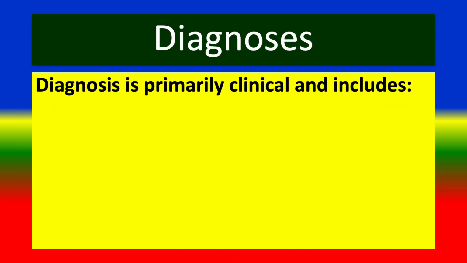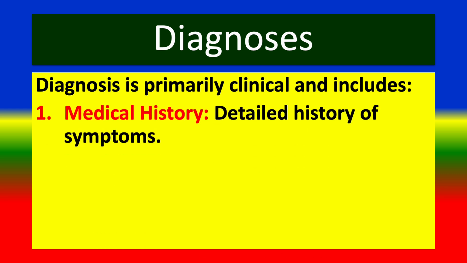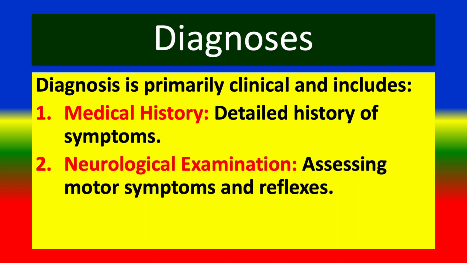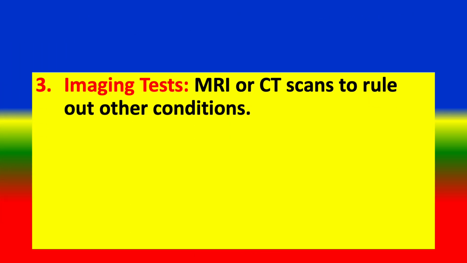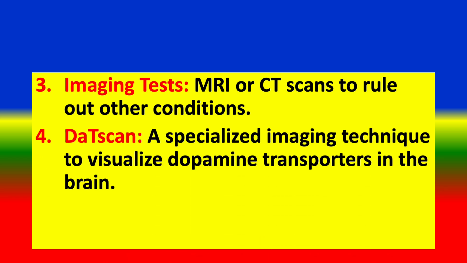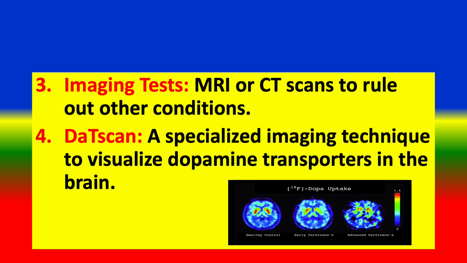Diagnosis is primarily clinical and includes: 1. Medical history, a detailed history of symptoms. 2. Neurological examination, assessing motor symptoms and reflexes. 3. Imaging tests, MRI or CT scan to rule out other conditions. 4. A DaT scan, a specialized imaging technique to visualize dopamine transporters in the brain. Look at this picture, it shows the DaT scan.